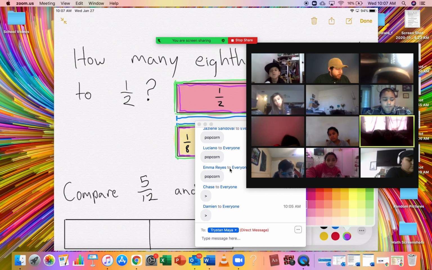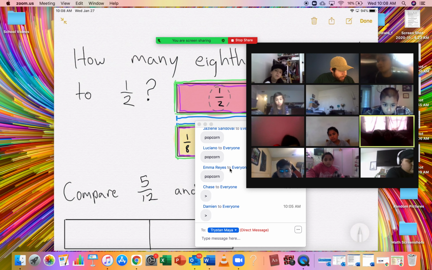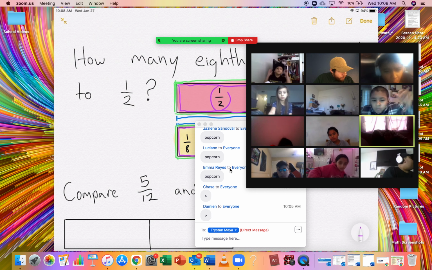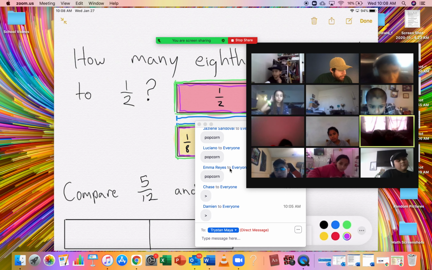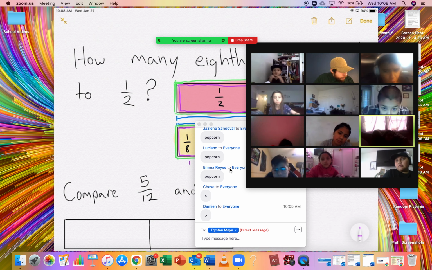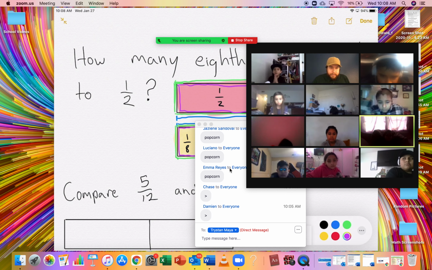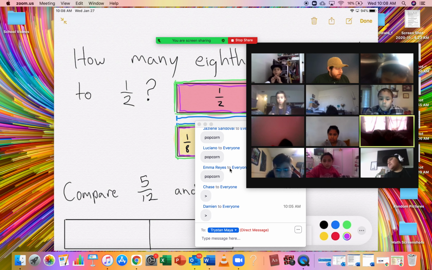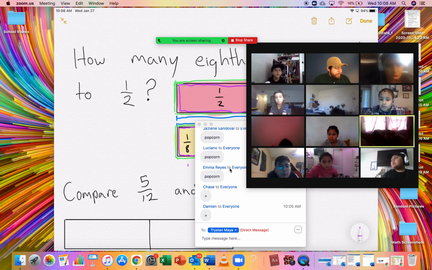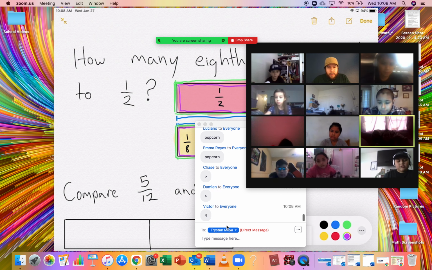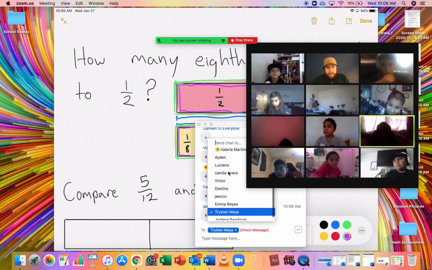If you need assistance, let's go ahead and we'll do it slow. So we have 1/2 right here. Here's our 1/2. Okay? We have our 1/2 right here. And then we have our eighths down here. How many of these eighths are the same as 1/2? How many of these eighths are the same as 1/2? How many of these? Go ahead and send it in chat when you got it. Thank you, Victor. Thank you, everybody.